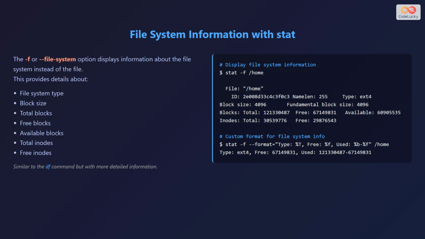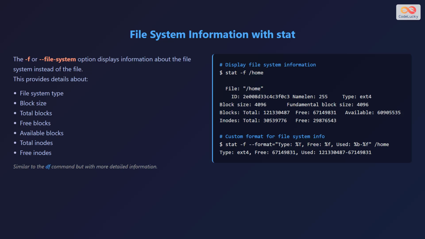The -f or --file-system option displays information about the file system instead of the file itself. This provides details about the file system type, block size, total blocks, free blocks, available blocks, total inodes, and free inodes. It's similar to the df command, but with more detailed information.